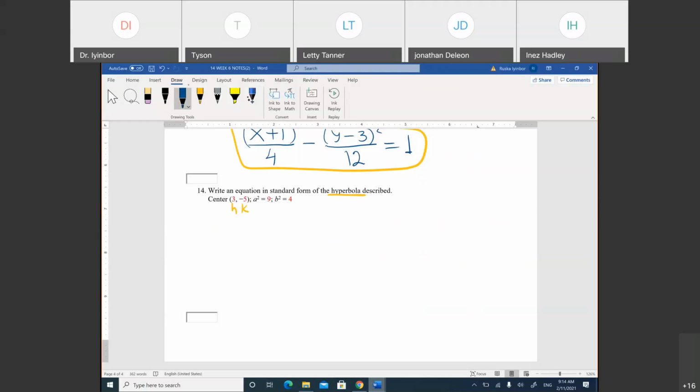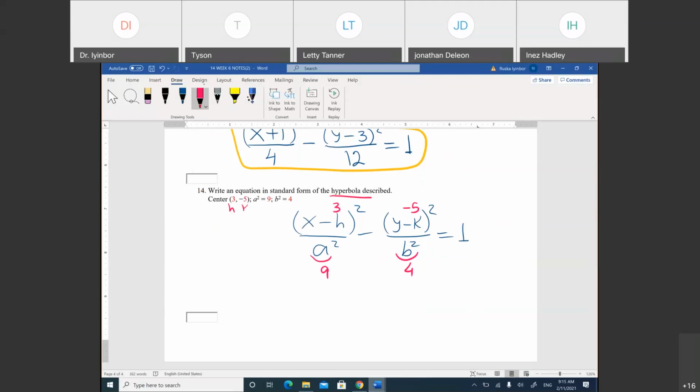So the formula for hyperbola, with center h and k, is going to be (x minus h) squared over a squared minus (y minus k) squared over b squared equals 1. So here we're just going to plug the numbers. We have h is 3, k is negative 5, a squared is 9, and b squared is 4. So you have everything ready to plug it in. Okay?